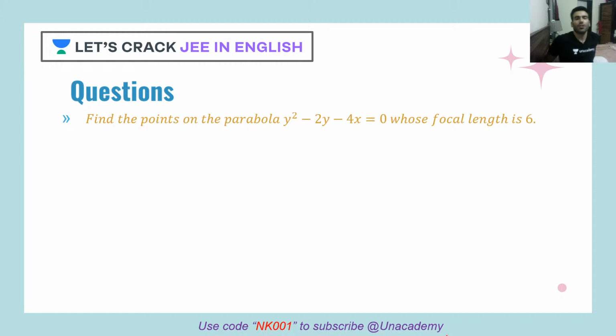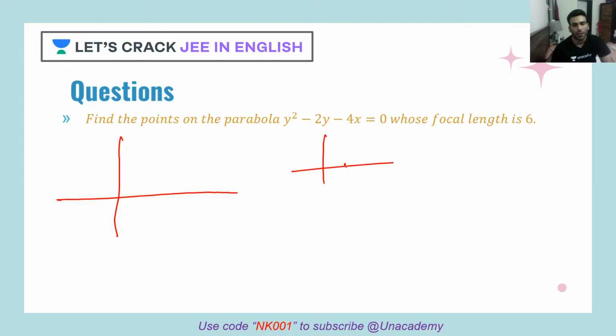We have to find the points on the parabola whose focal length is 6. So I'll try to make you understand what the question says. Let's say we have been given a parabola. Whenever we draw this parabola, we'll find out its focus as well. Once we find the focus, from the focus we have to find the points for which the focal distance is 6. Clear? So this is the question.